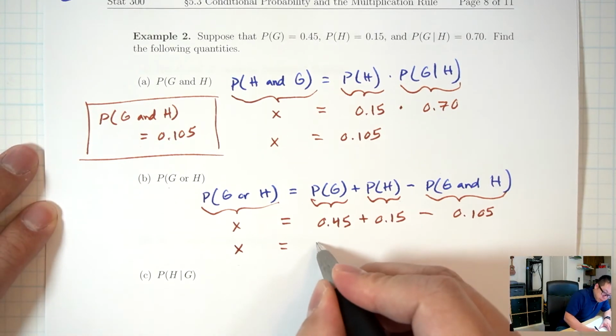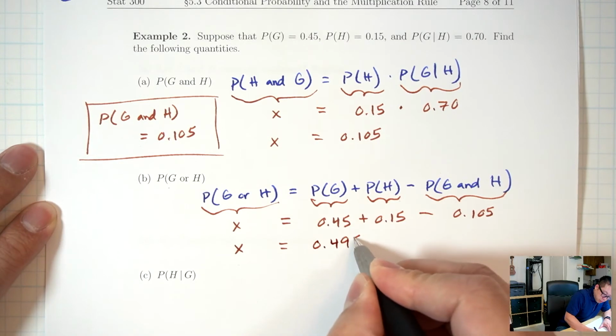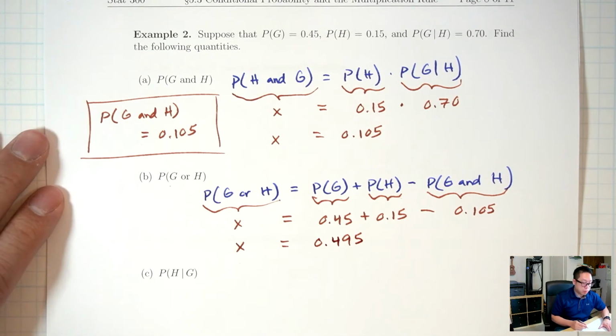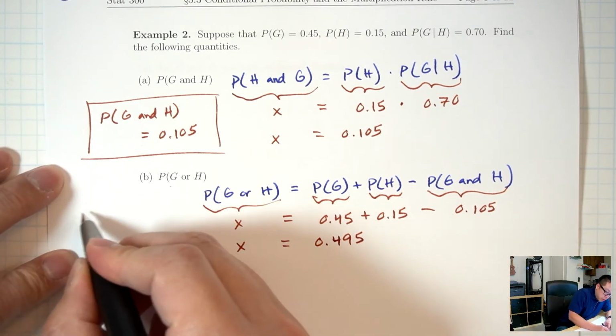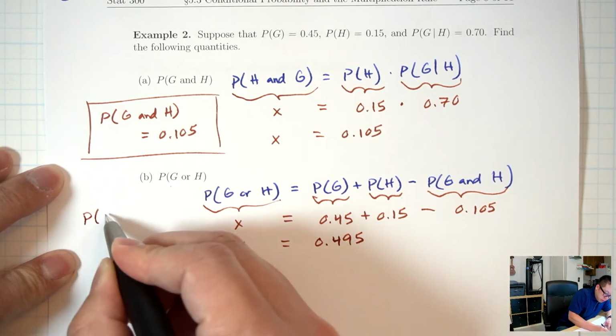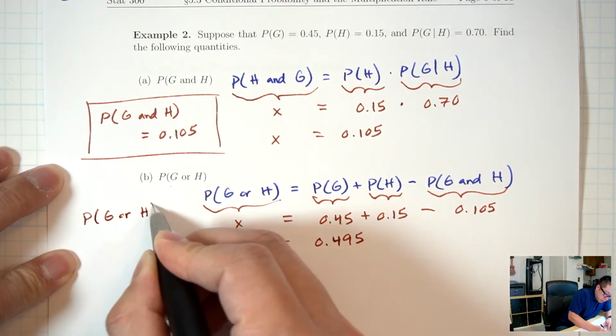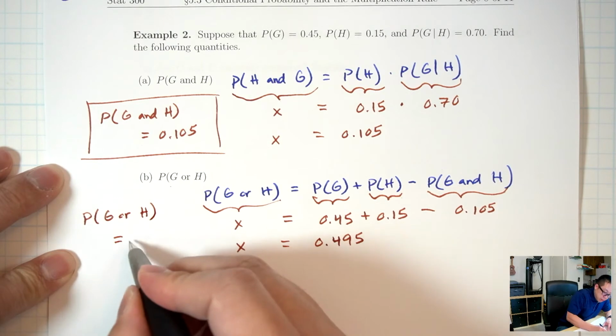All right, so we just found G or H. So the probability of G or H is 0.495.